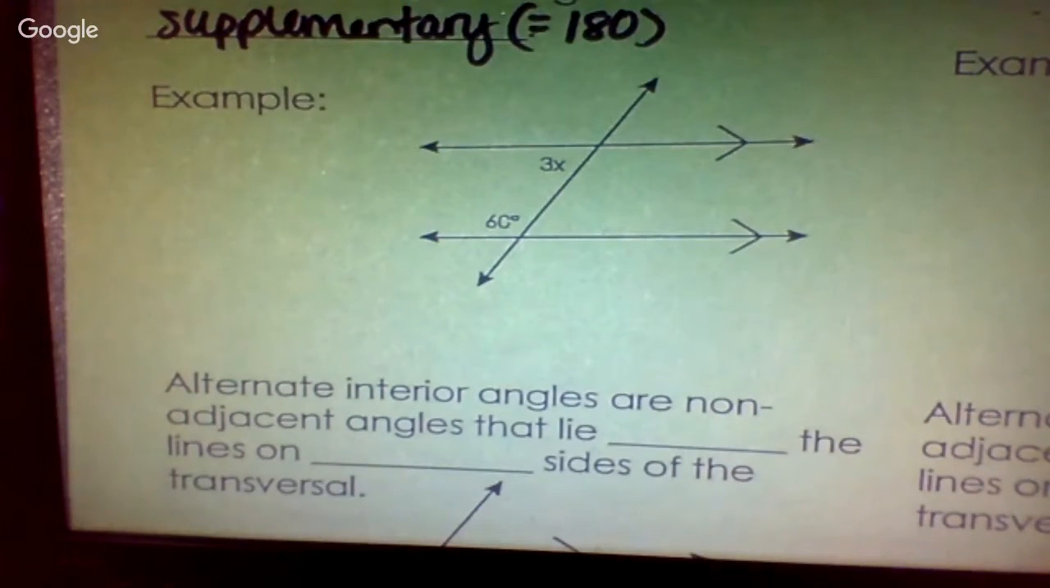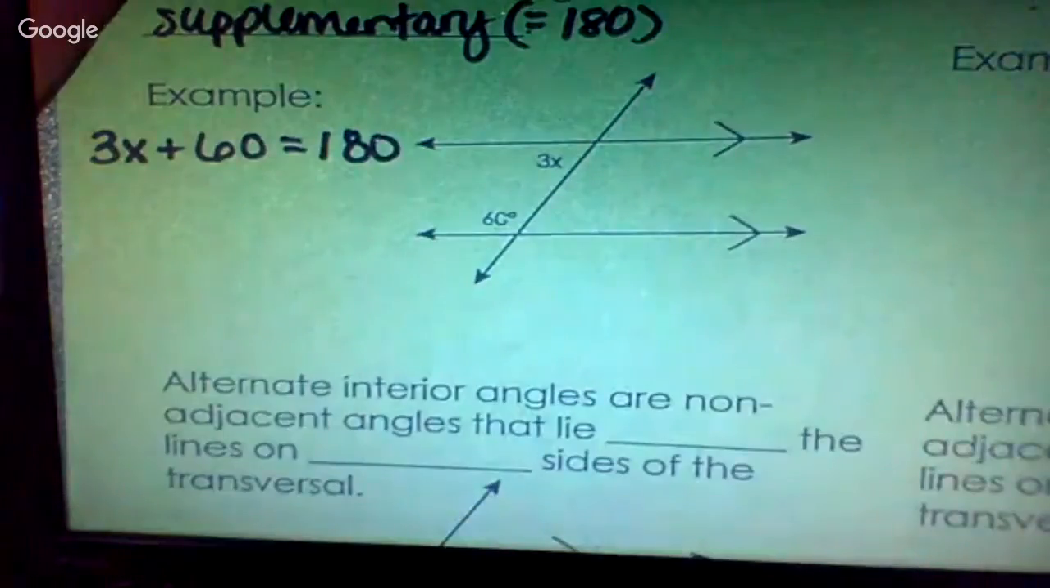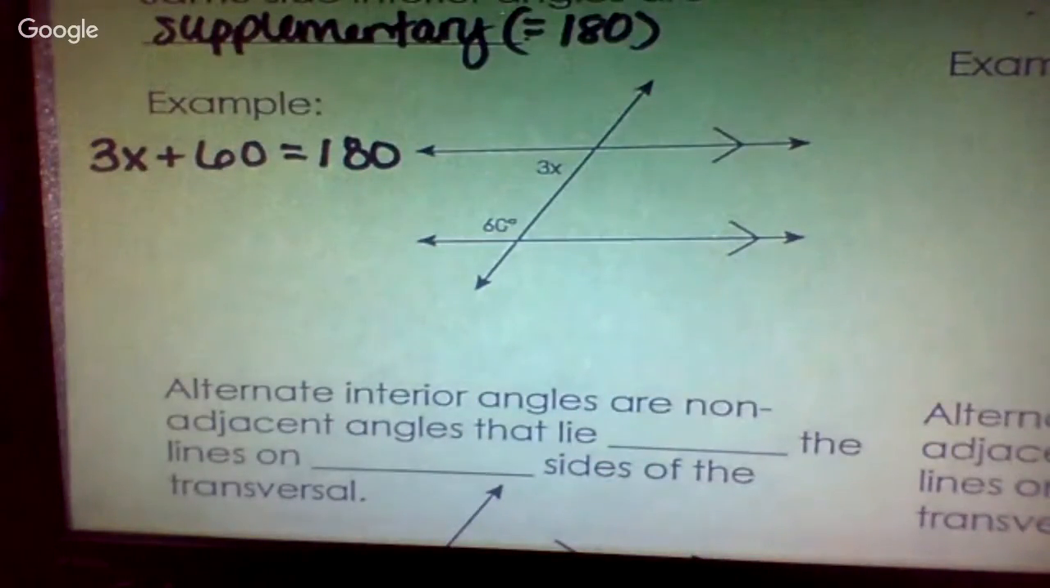Once you identify what they are, you're going to have to set them equal in an equation. If they're supplementary, you add them together and set them equal to 180. If they're congruent, you set them equal to each other. So these ones are same side interior angles, so they're supplementary. The way we solve this is we add the two together: 3x for the first angle plus 60 for the second angle should equal 180 degrees.